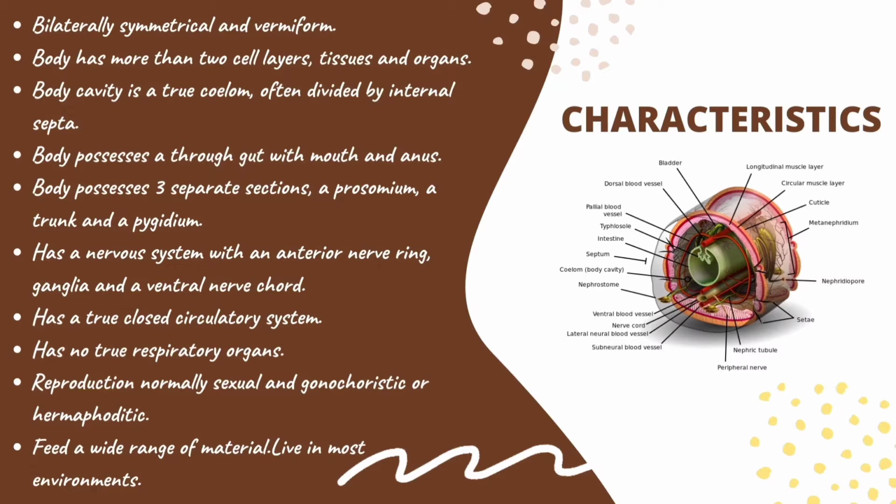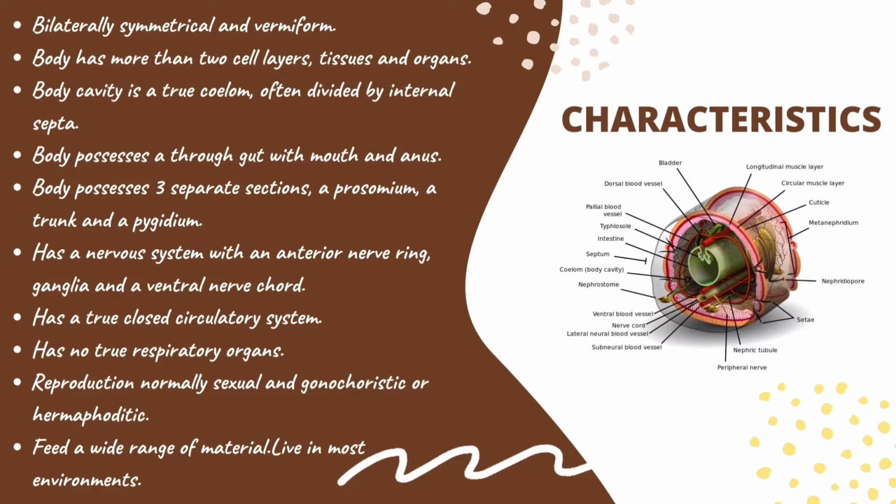Annelids also have a true closed circulatory system. They also have no true respiratory organs. The gas exchange generally takes place through the skin, but it may occur through gill filaments in some polychaetae or through the rectum of aquatic oligochaetae.